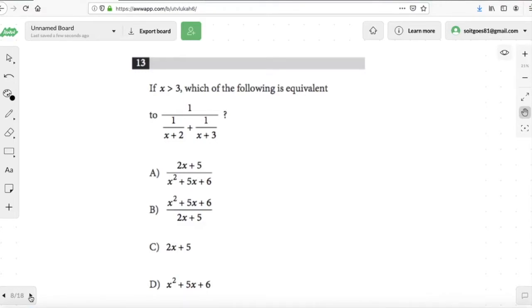What are we solving for here, Juliana? The fraction with the x is greater than 3, which is equivalent. Yeah, we're trying to find the equivalent expression to this expression right here, to that mess. One of those answer choices is equivalent. What does equivalent mean, Juliana? Equal to. Right.